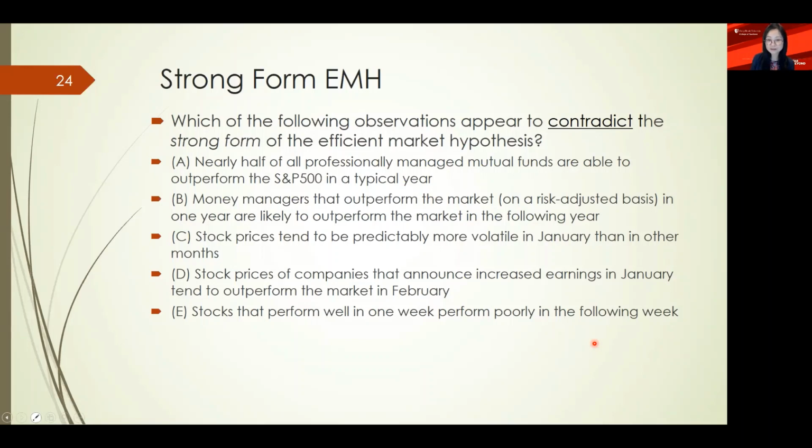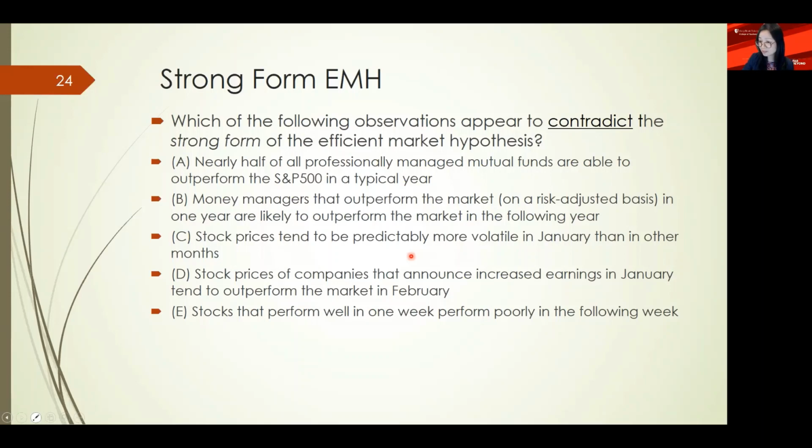B is correct, right? Because B says money managers that do well in 1 year tend to do well next year. It shows the persistence in the performance of professional managers who are considered to have private information. So this is evidence against the strong form EMH, because under strong form EMH, no one can use private information to make abnormal profits, and this evidence is contradictory to that prediction.